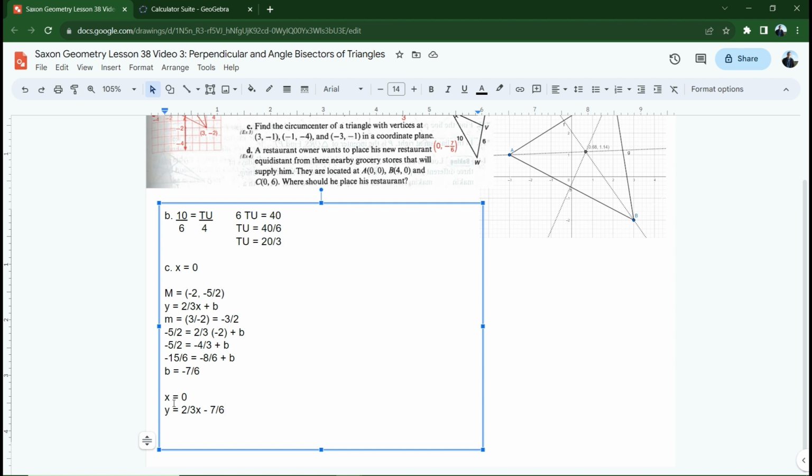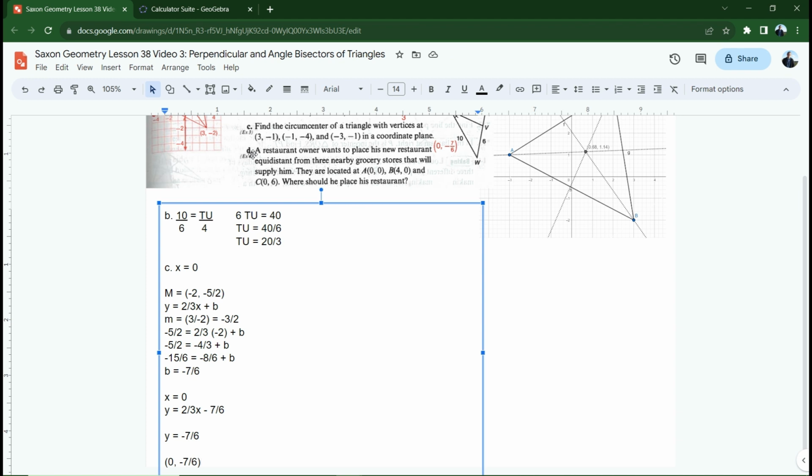So I'm going to plug in 0 for x. Well, that's super easy. If x equals 0, that means that y equals -7/6. So my circumcenter is the point (0, -7/6). A lot of work? Yeah. These are going to be a lot of work. Let's take a look at this other one.